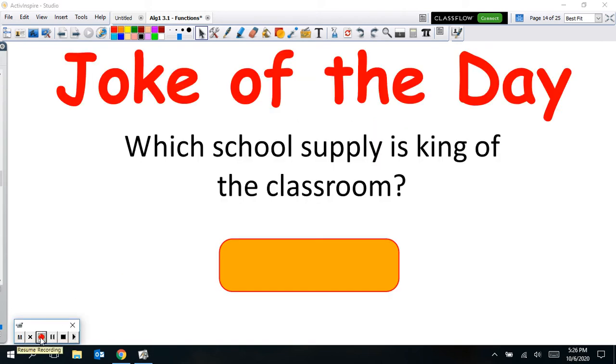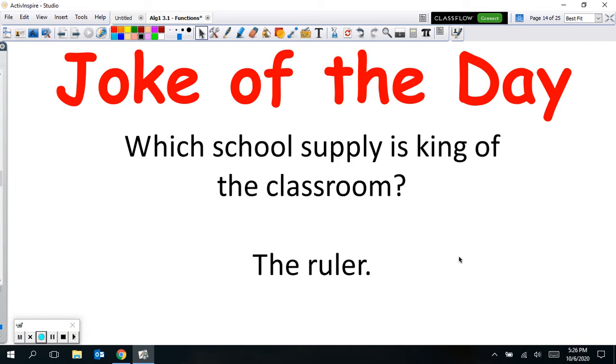Alright, so here's our joke of the day. We're going to do a quick break for our joke of the day. Which school supply is king of the classroom? Is it the eraser? Is it the piece of paper? Is it the marker? Which supply is it? It's the ruler, of course. The ruler is the king of the classroom.